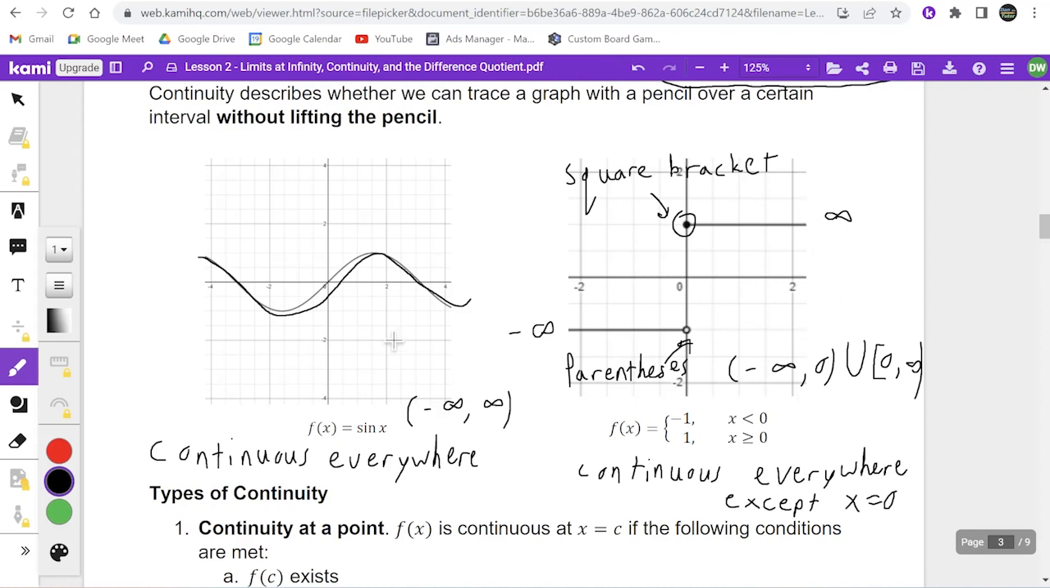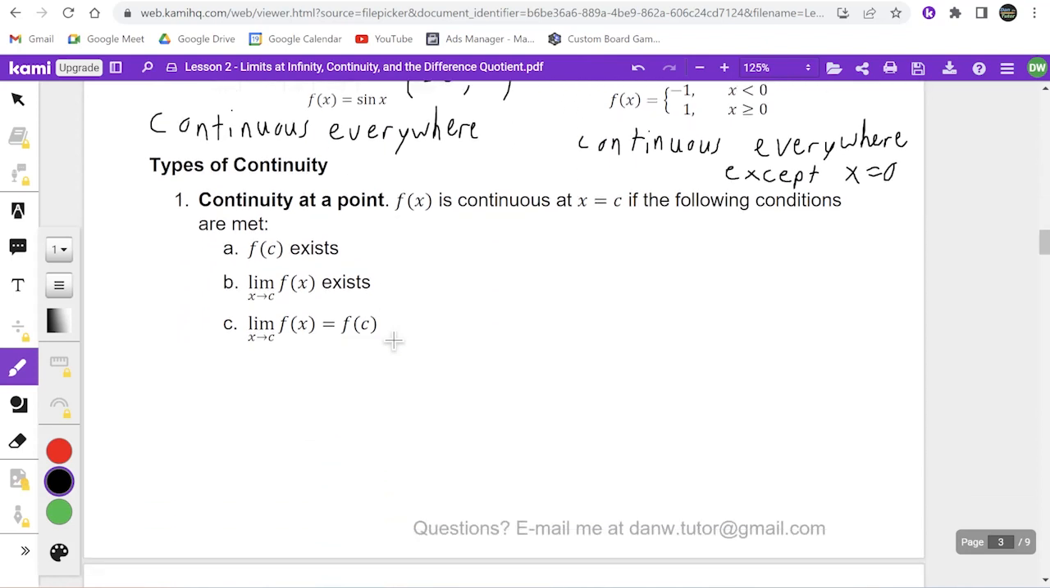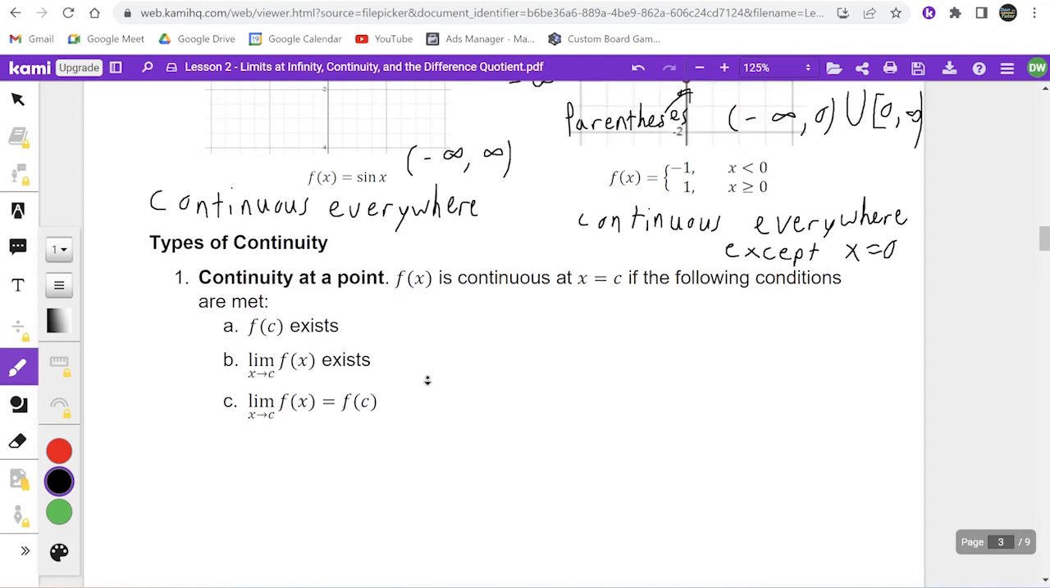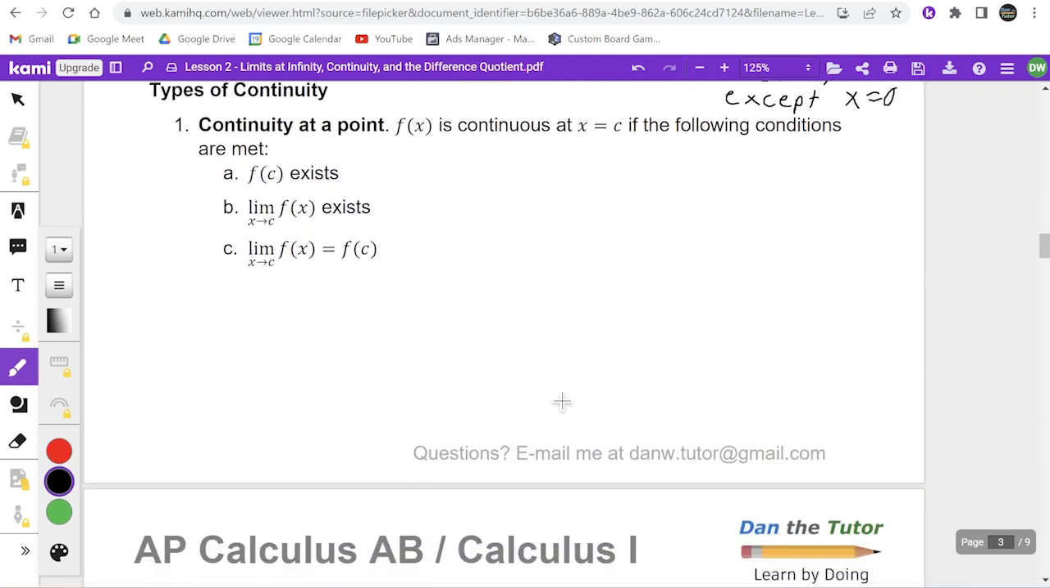Okay, now let's talk about the types of continuity you can have, because there's basically two kinds of continuity. I know in the notes I say 3, it's really 2. The third one's just a special case of the second one. But the first kind you have is continuity at a point. This is the annoying one because it's a 3-step process.